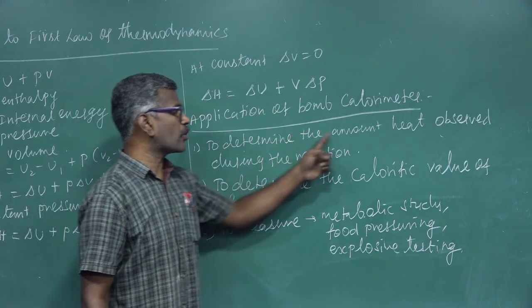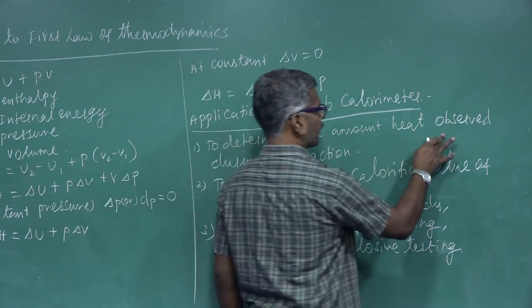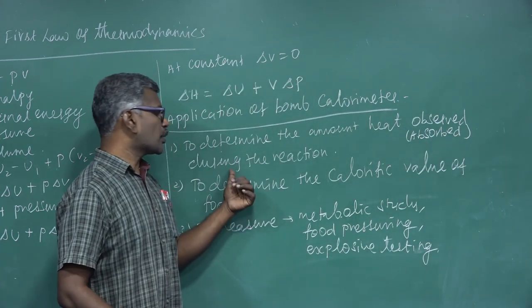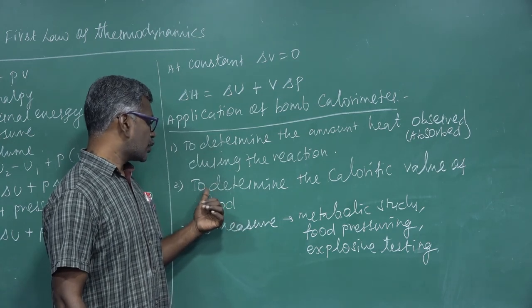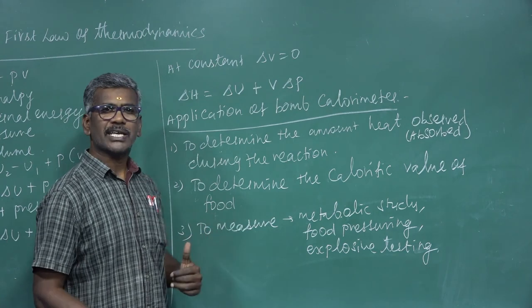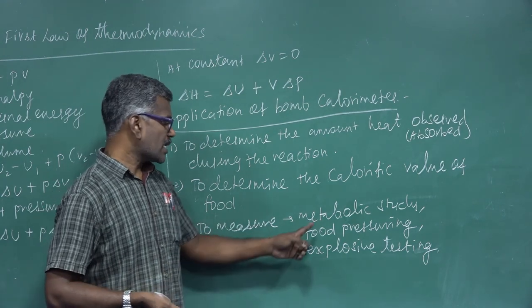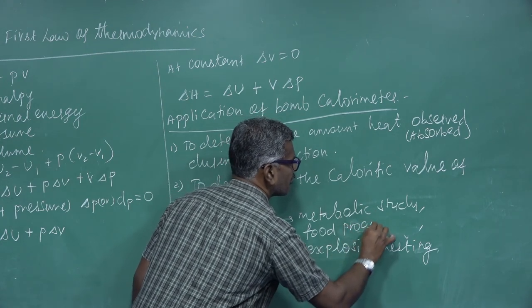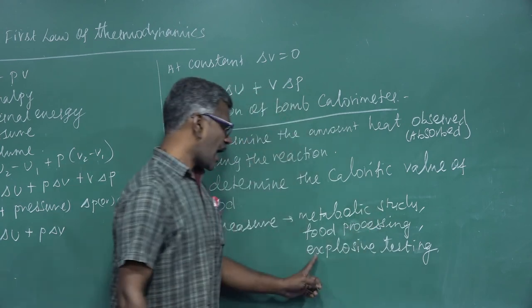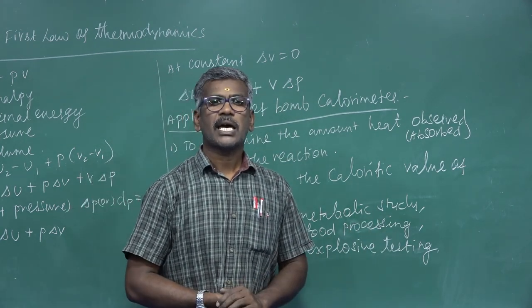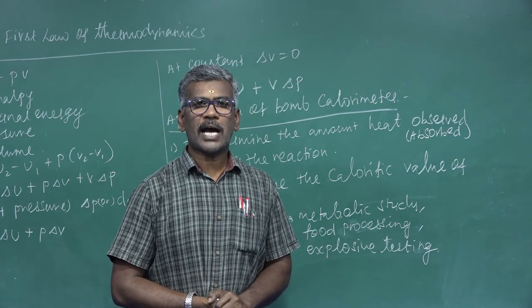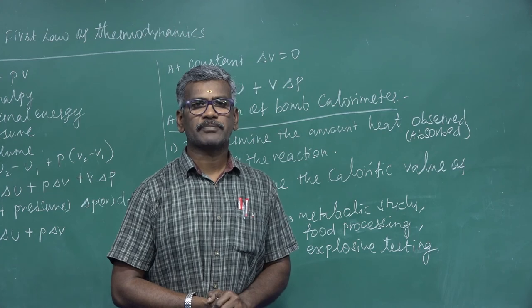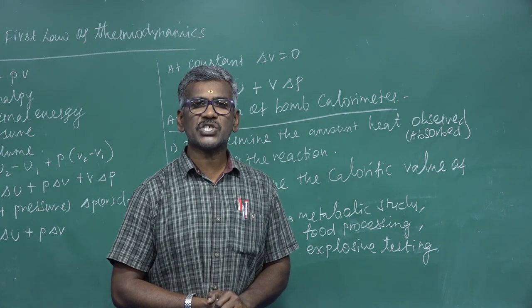First one, to determine the amount of heat absorbed during the combustion reaction. Another point, to determine the calorific values of food. Another one, in many industries, bomb calorimeter is used to measure metabolic study, food processing, and explosive testing. Let us recap: the measurement of delta U at a constant volume can be explained by the bomb calorimeter. With the bomb calorimeter, it is easy to determine the heat absorbed during the combustion reaction.